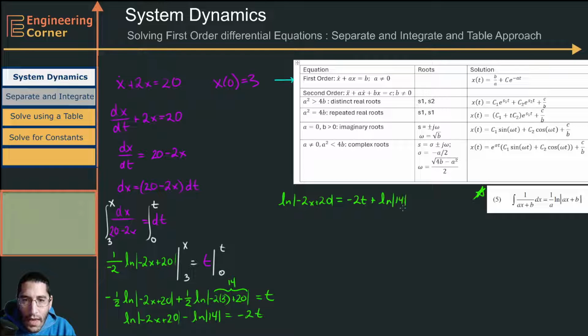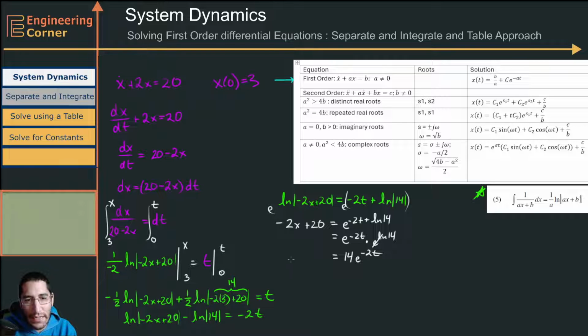And this is where we want to get it. At this point, we can exponentiate both sides. When we exponentiate both sides, we do a little bit of algebra, and this becomes minus 2x plus 20 is going to be equal to e to the minus 2t plus the natural log of 14. Because of this plus, we can rewrite this side of the equation as e to the minus 2t times e to the natural log of 14. Great. e to the natural log will cancel. So this will be equal to 14e to the minus 2t. And on this side, we still have minus 2x plus 20.